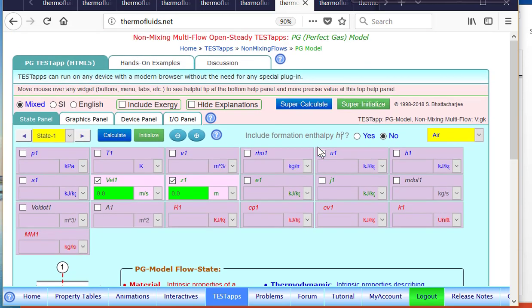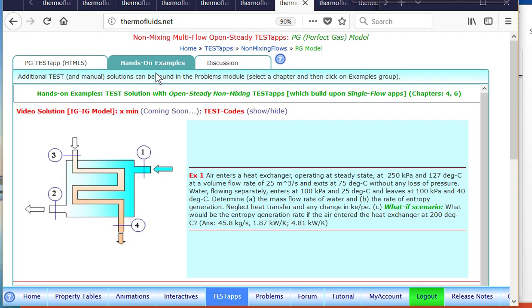More on this can be found in the hands-on example. So I'm just giving an overview here, and we'll let you explore OpenSteadyDevice, which is the backbone of a ton of other TEST apps in the specific open branch.